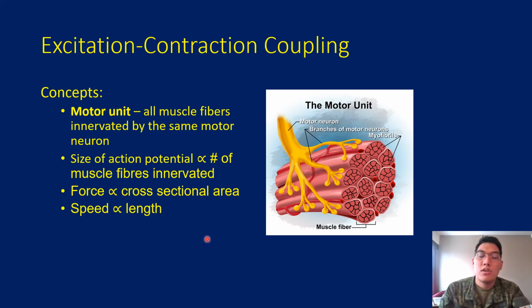The force of contraction is directly proportional to the cross-sectional area, meaning larger muscles have greater force of contraction. And speed of contraction is directly proportional to the length of the muscle. Longer muscles have faster contractions.